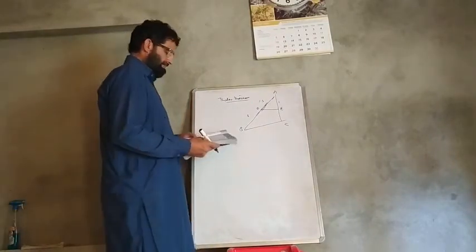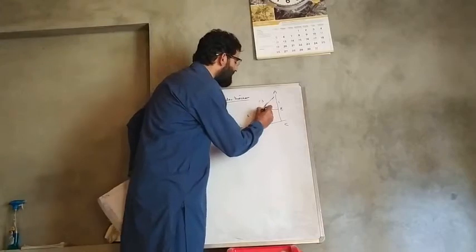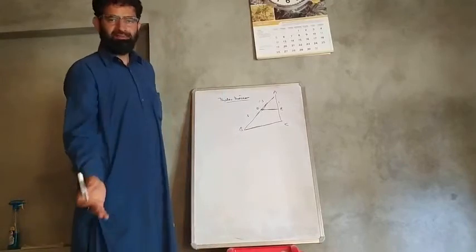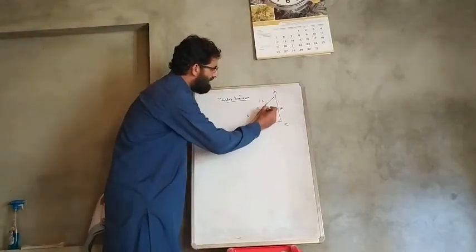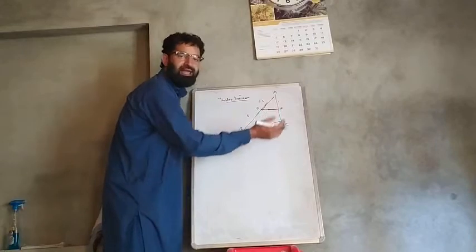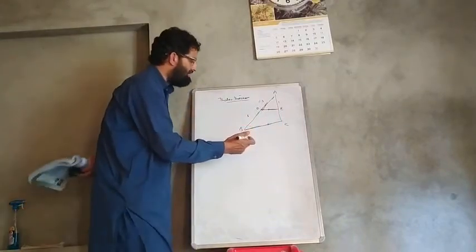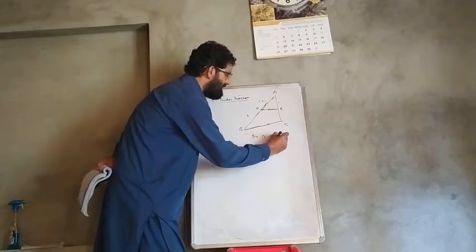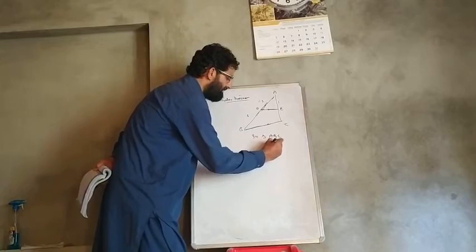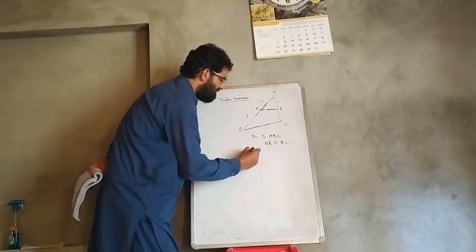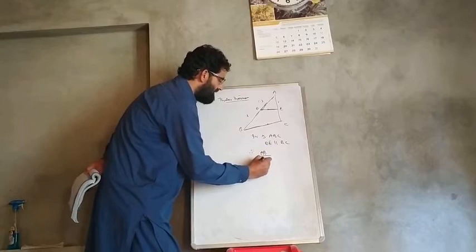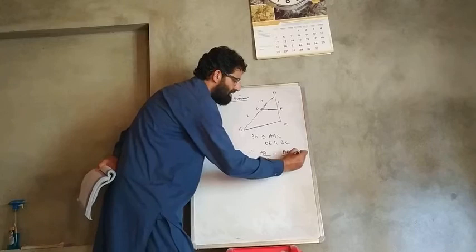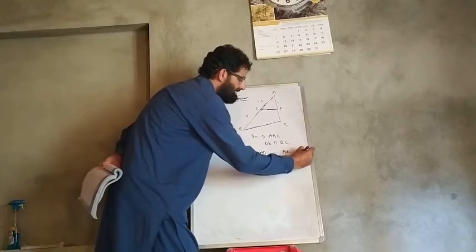Now, it is given that this DE is parallel to BC. We know by Thales theorem, by basic proportionality theorem, if a line is drawn parallel to a side, then the other two sides are divided in the same ratio. We can write here in triangle ABC, this DE is parallel to BC, therefore AD divided by DB is equivalent to AE divided by EC by BPT, basic proportionality theorem.